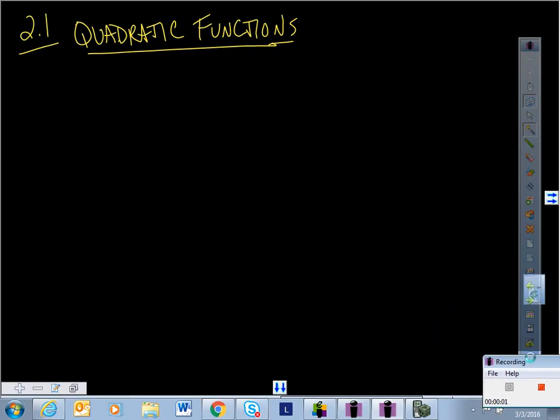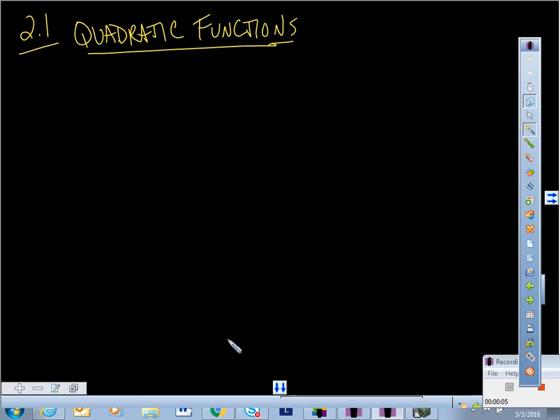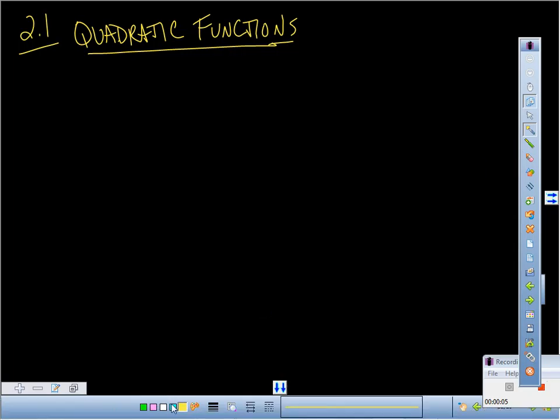2.1, we're going to talk about quadratic functions. When I say quadratic functions, what's the first thing that comes to your mind? It has to have an x squared. What's it called? There you go.